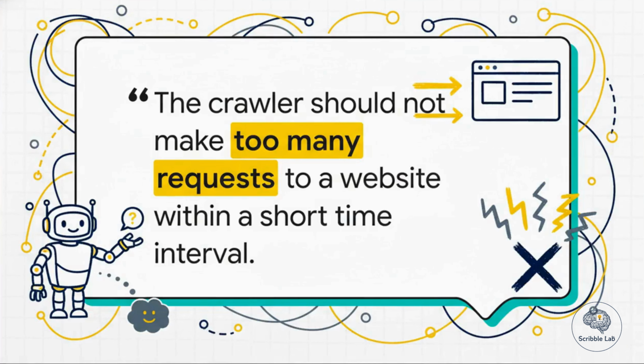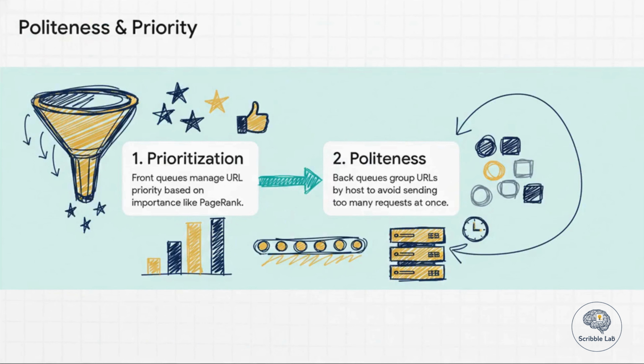This really gets us to a fundamental rule of web crawling. You have to be a good internet citizen. Politeness isn't just a nice-to-have feature, it's an absolutely critical requirement. Without it, the crawler just can't do its job without disrupting the very websites it's trying to index. So the million-dollar question is, how do we solve this?